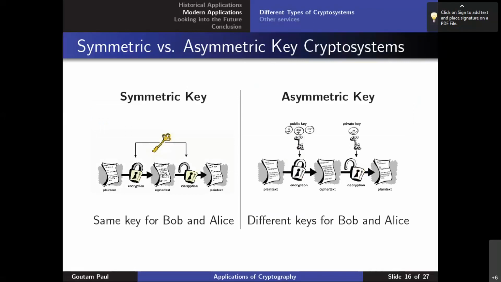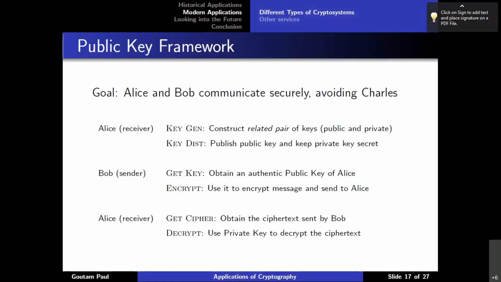we have a different key for encryption and decryption. So the lock is designed in such a way that we need a different key. So the public key framework is very simple. Alice, the receiver, generates a pair of keys. One is called the public key, the other is called the private key. This is called the key generation step. Then the next step is called the key distribution step. So they publish the public key and keep the private key secret.